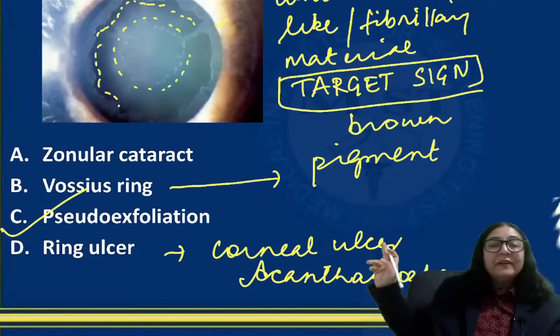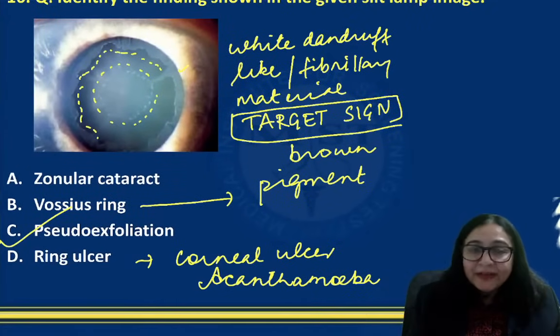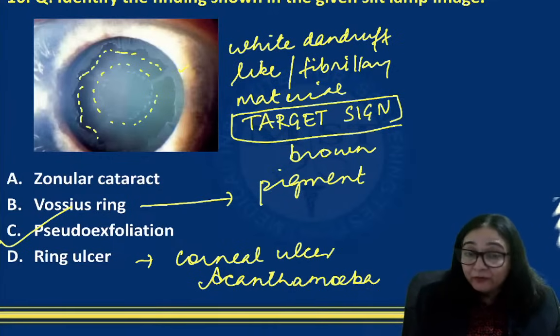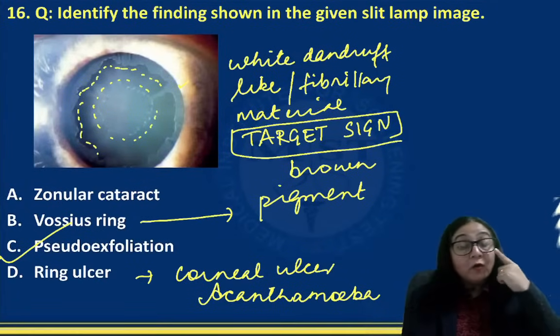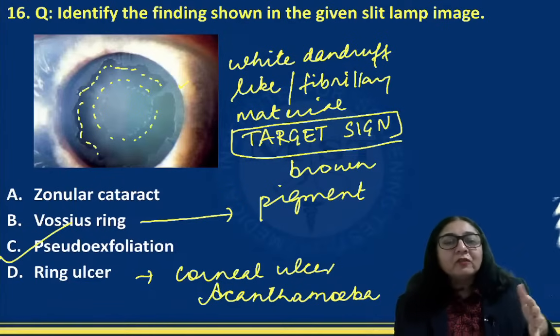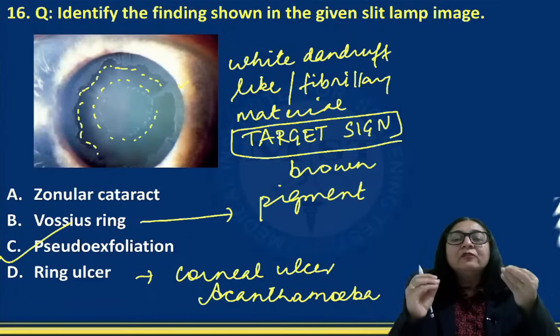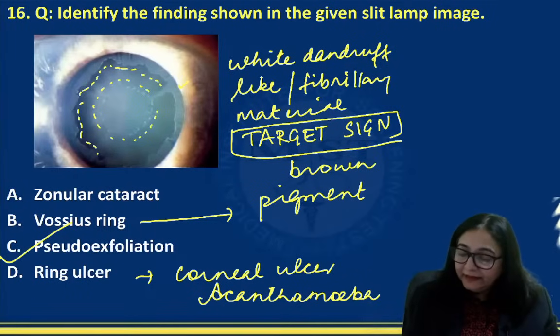So if something related to this comes, please be able to identify this is your target sign which you are seeing in pseudo exfoliation. Now the people with pseudo exfoliation can have a secondary glaucoma, which is called pseudo exfoliation glaucoma. They also have weak zonules which can lead to subluxation of the lens.